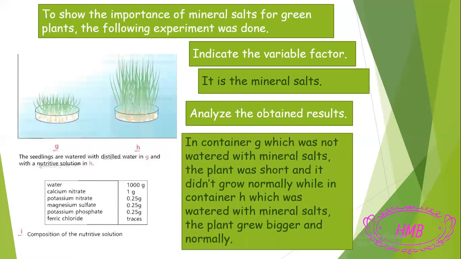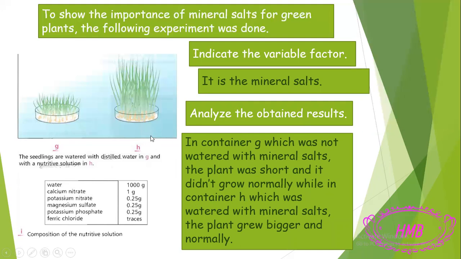Let's see. In container G, we will write what the results are and we will relate them to the variable. In container G, which was not watered with mineral salts, I mentioned the variable factor, which is mineral salts. So in container G, which was not watered with mineral salts, the plant was short and it did not grow normally. As you can see, it's short and the growth is not normal. Why? Oh, this is the connector that we use.